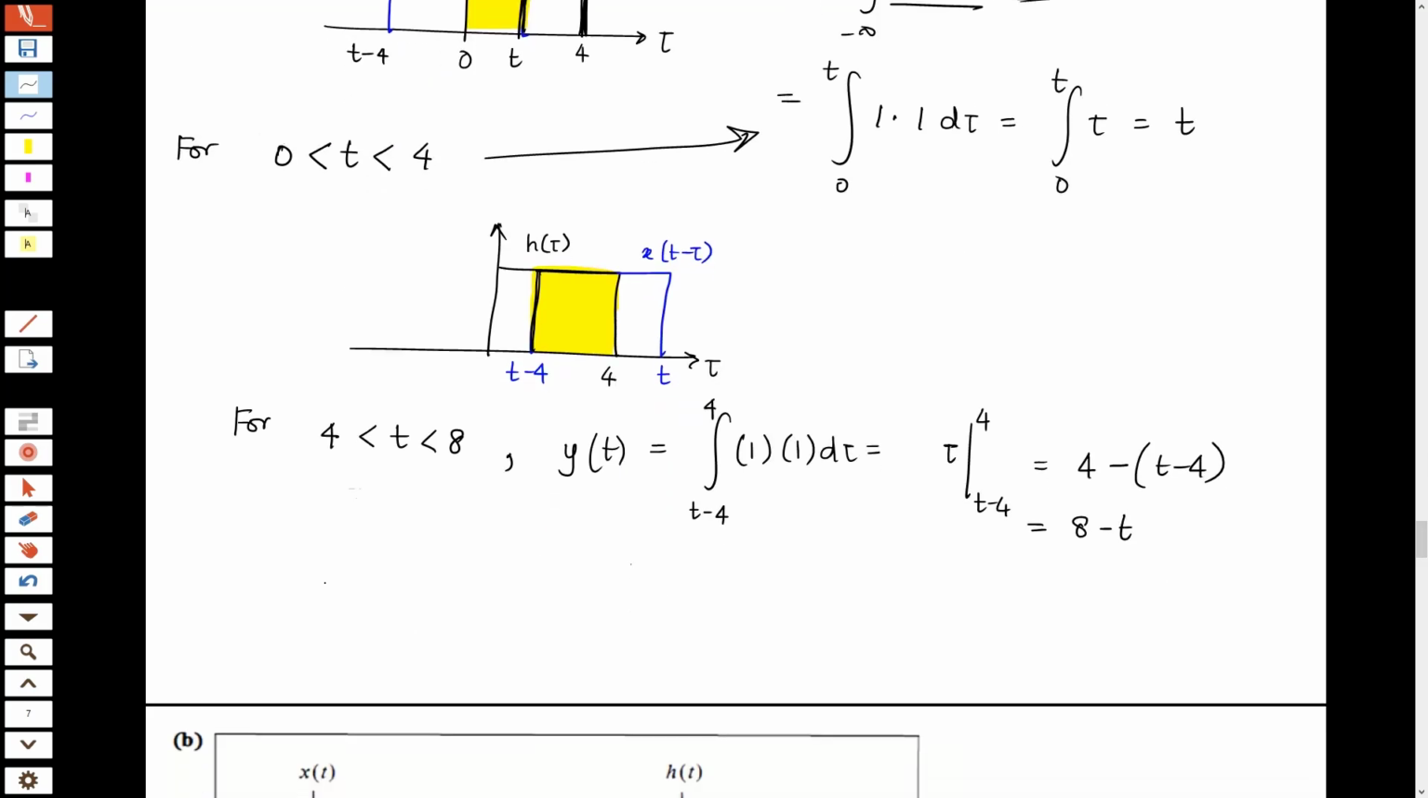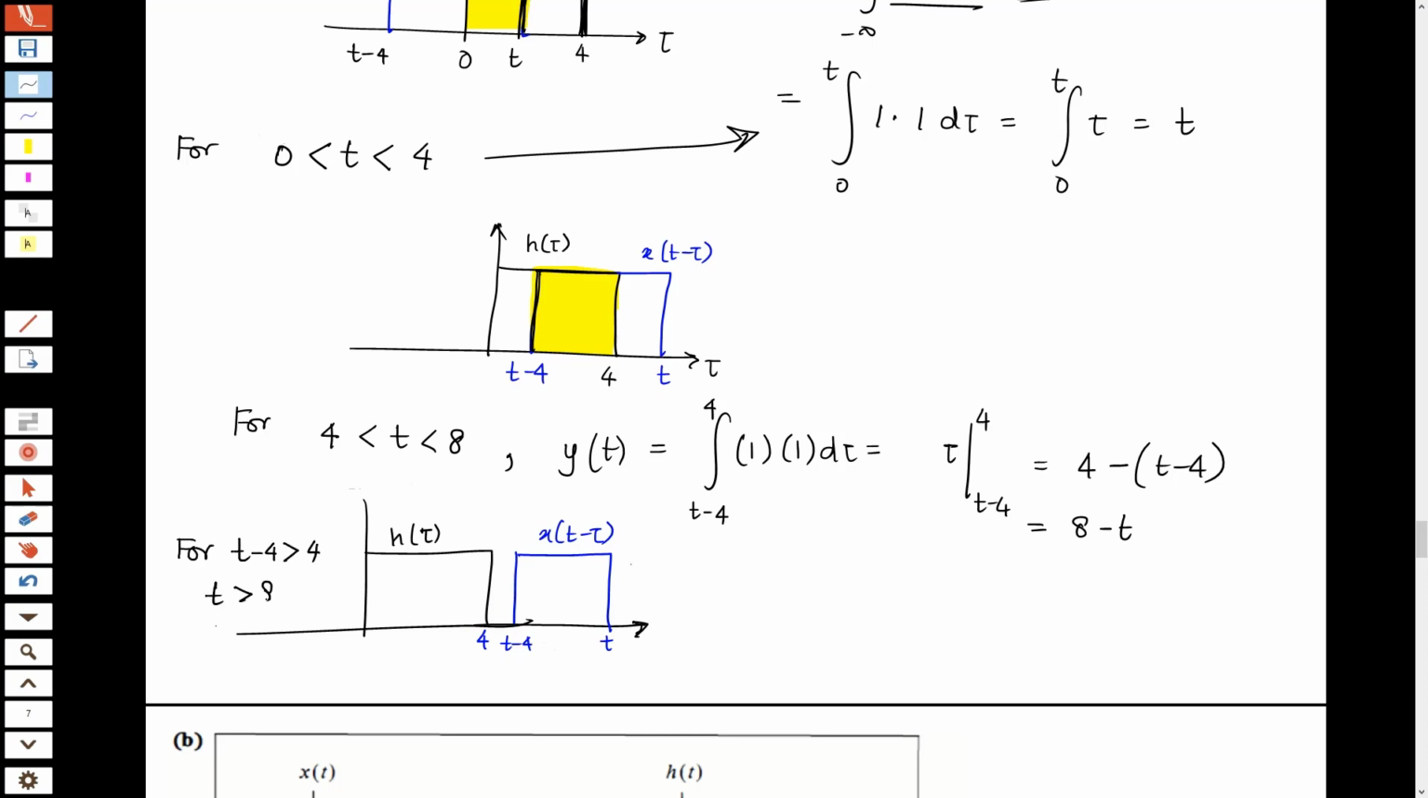The fourth case, now let us assume that everything is the same. This is still h(tau), but this time your x(t minus tau) has actually crossed h(tau) completely. That means this t minus 4 has crossed 4. So the condition we are looking for is that t minus 4 is greater than 4. That means t is greater than 8. In such a case, we can see that there is no overlap and this y(t) is going to come out to be 0.